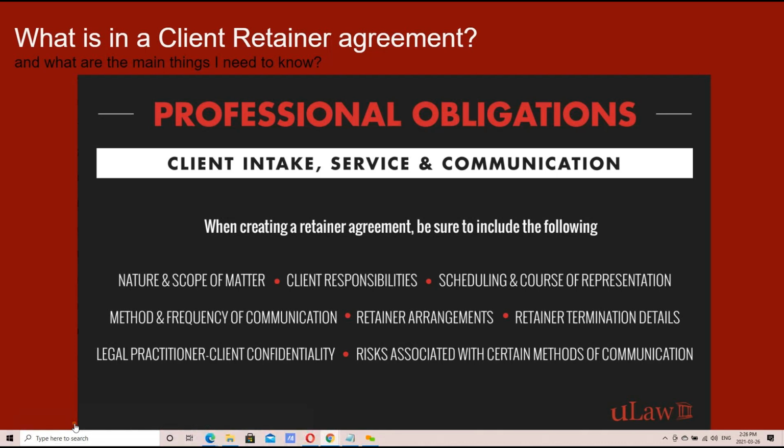Again, as part of that client management, part of that user experience, client experience, I'm going to skip through this real fast. But again, talking about the nature and scope of matter, to considering all the risks associated with the modes of correspondence, the modes of payment. Very important for your legal firm to articulate that in that initial engagement or retainer letter.